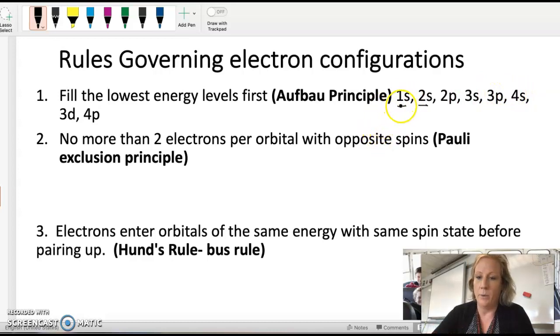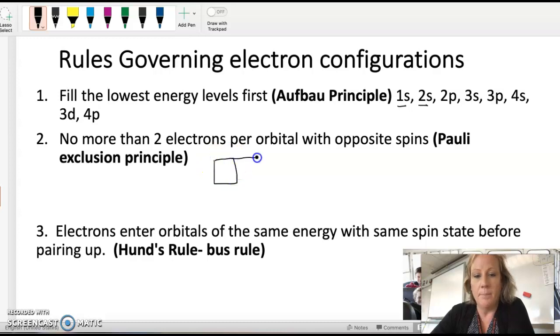It's kind of like going to some kind of a concert, where some people get the front level seats and then you have to go back row by row, but the ones in front are full. The second rule is the one we just talked about, that you can only have 2 electrons.